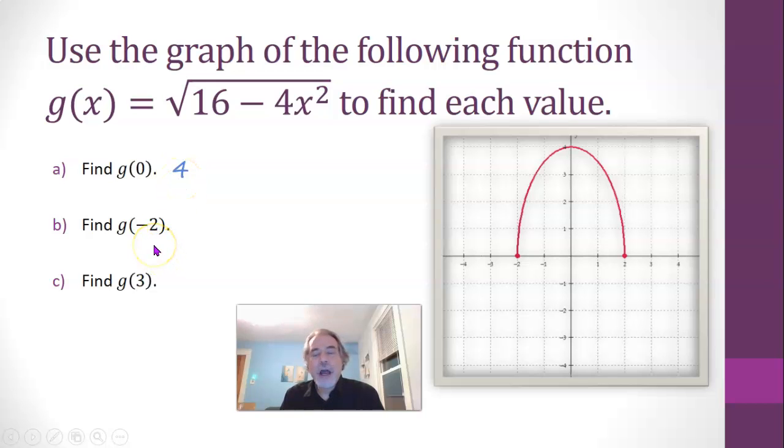What about g of -2? Can you see on the graph what that would be? G of -2 would be 0. And what about g of 3? Well, that's kind of a trick question. If you look for a point on the graph with an x-coordinate of 3, you're not going to find one. There is no point on the graph where x is 3. So that is just undefined. 3 is not part of the domain of that function.